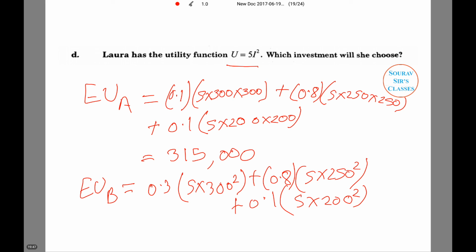Similarly, for B, we see that 0.3 times 5 times 300 squared plus 0.4 times 5 times 250 squared plus 0.3 times 5 times 200 squared, amounting to 320,000. Now notice investment B has a higher expected utility for the individual. Thus, she will always choose investment B.